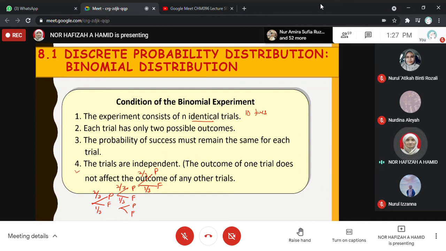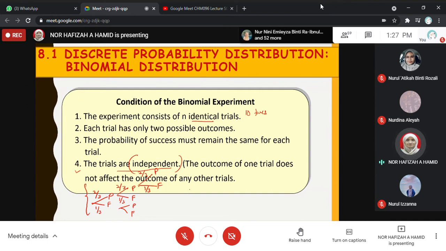Lepas tu number 4, the trials are independent. Contoh dia macam ni lah. Okay, so dia tak boleh dependent. Dia mesti for independent event je. Okay, so the outcomes of the one trial does not affect the outcome of any other trials. Okay, so ni conditions for the binomial experiment.